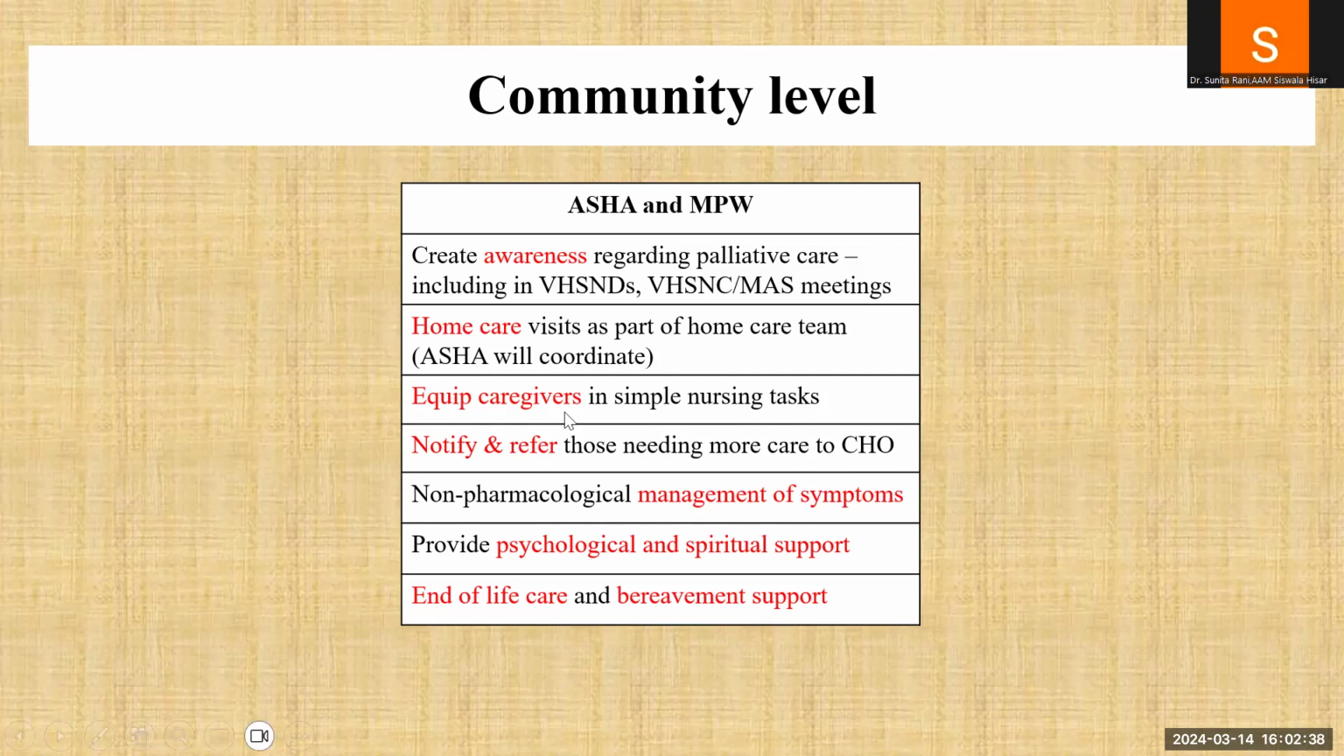Yes, ma'am. Fourth point: notify and refer those needing more care to the CHO. Yeah, so ASHA and MPW will refer to the CHO in case they need. Continue with the next point.